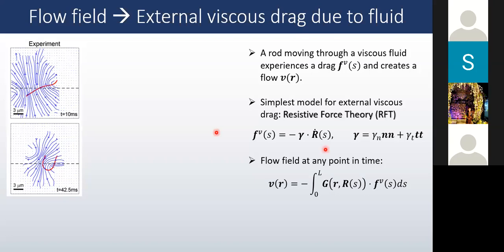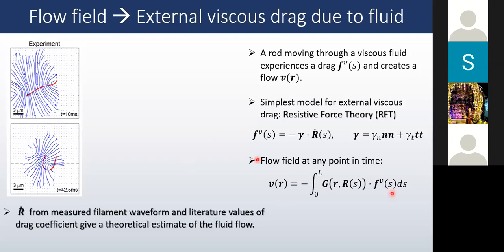If I have a line distribution of forces at each point directing towards this direction, which is FV, and I know the Green's function, which is the solution for a delta function source, I know the flow velocity at any point in time. Now, how do I compute it theoretically? Do I know all of these terms? The answer is yes. I know the filament velocity from the measured waveform, and I know this drag coefficient from the literature. Sorry, and the Green's function also from the literature.